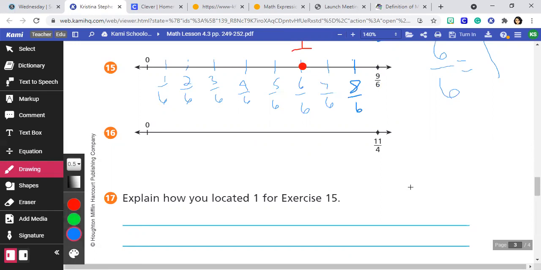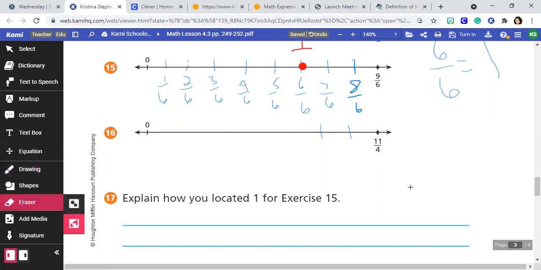So 11, 10, 9, 8, 7, 6, 5, 4. Nope, that did not work, did it? Oh. Are you going to let me erase or no?